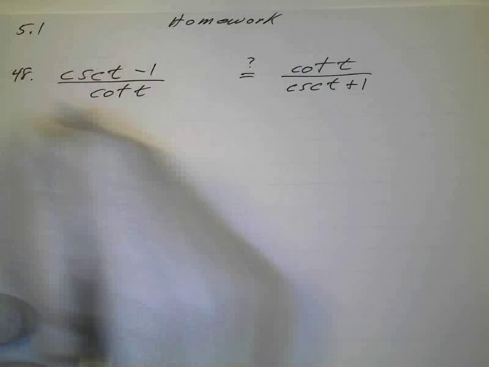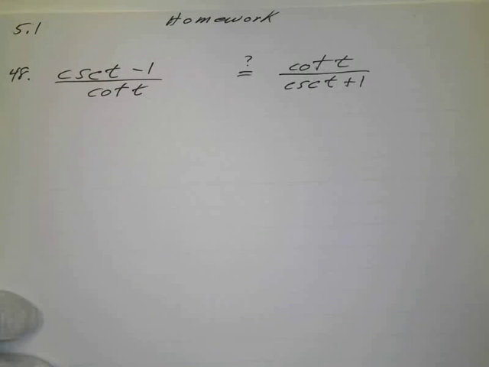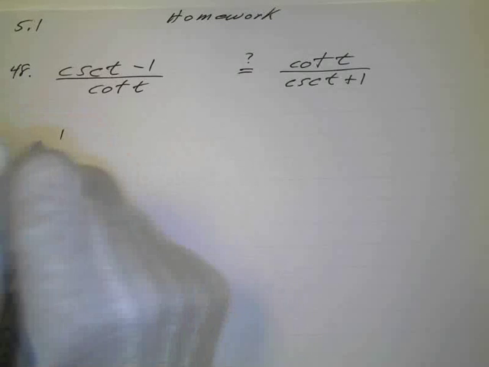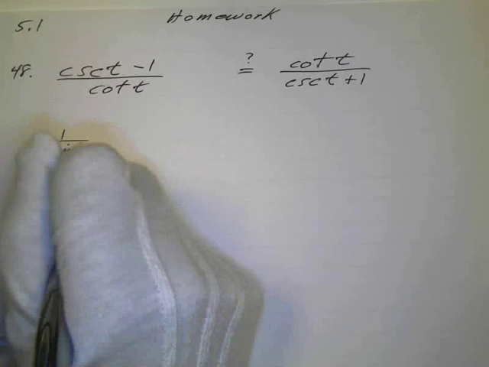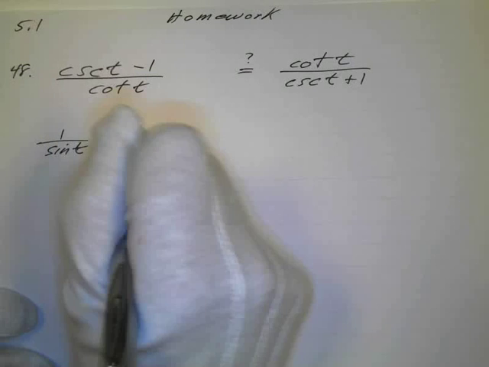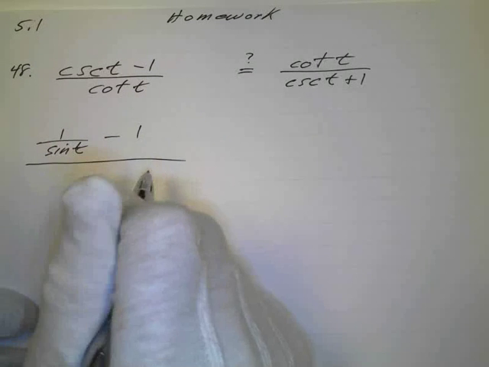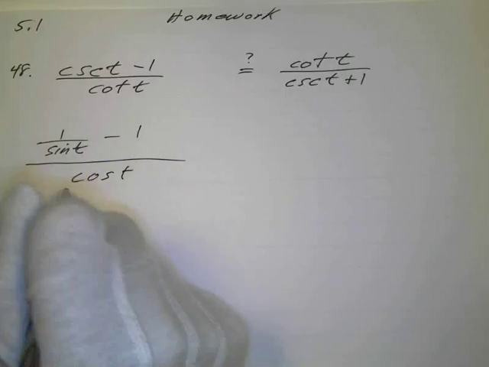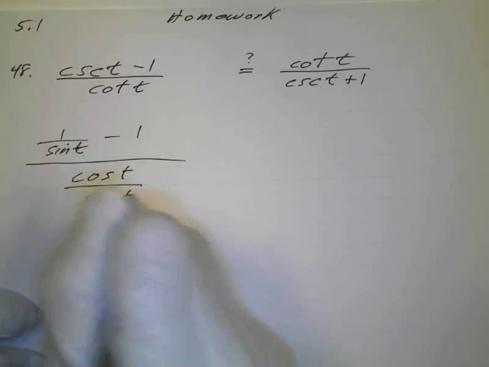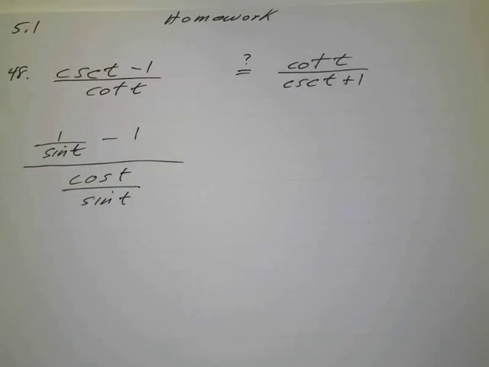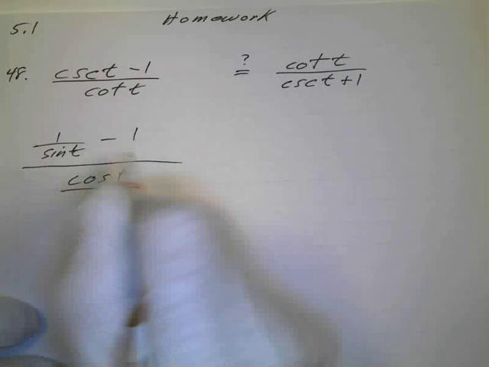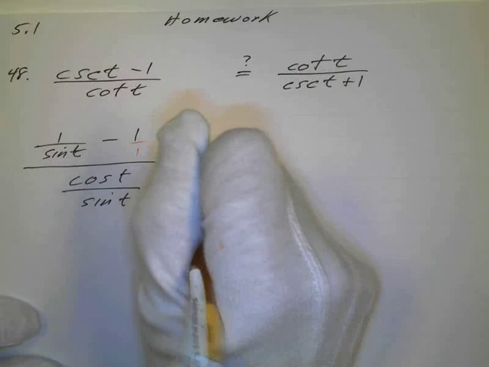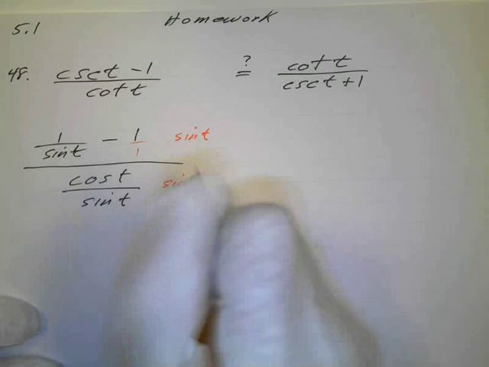Okay, so first of all, I'm going to make everything on the left, and try to get both sides to be in terms of the sine and cosine. That's the bottom line. The cosecant is the same thing as 1 over the sine of t, minus 1, and that's the top of the fraction. And the cotangent is equal to the cosine of t all over the sine of t. We've got a nice complex fraction there, and we know how to take care of that. We multiply the top and bottom by the LCD. This is like over 1. So the sine of t is my LCD.